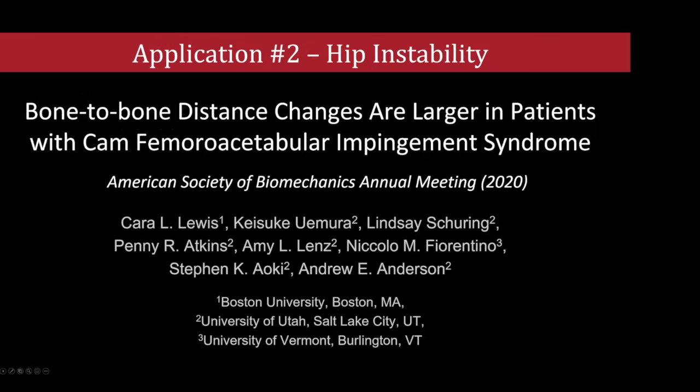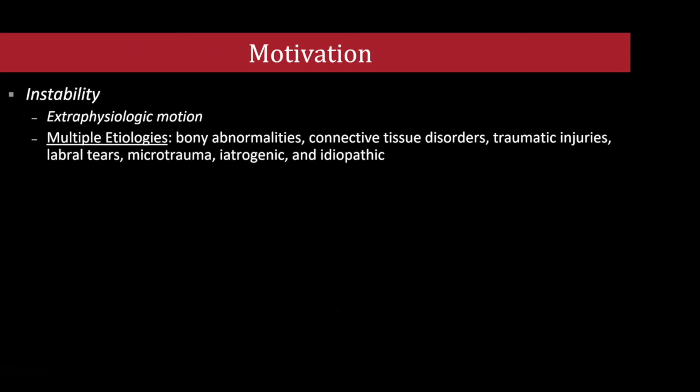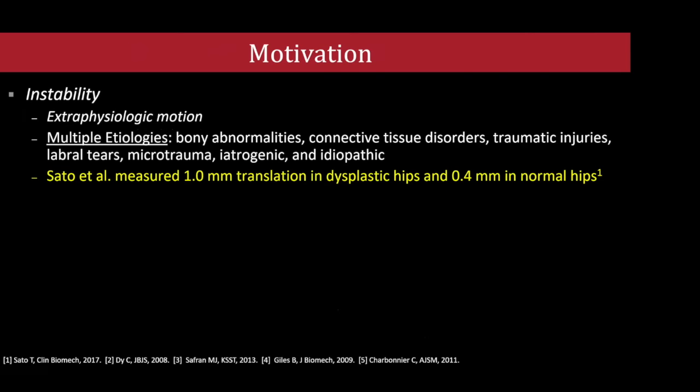internal external rotation. As an extension of that study, we are also interested in this concept of hip instability. This was published as an abstract in the ASB meeting last year, and we're working right now on converting this to a paper that we're going to submit to AJSM. The motivation behind this is we think of instability as extra physiologic motion. There's multiple etiologies as shown here, but there's really limited data in terms of what it means for the hip.